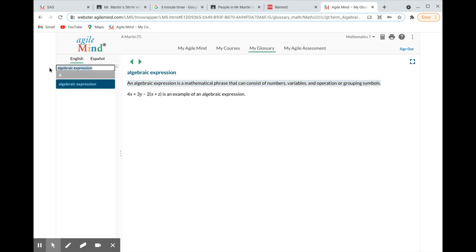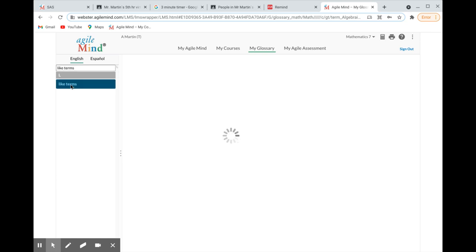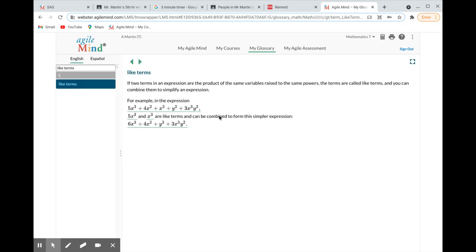Now, our next one was like terms. Brendan, I want you to read what like terms are for us. If two terms in an expression are the product of the same variables raised to the same powers, the terms are called like terms, and you can combine them to simplify an expression. All right. So I'm going to give you about 10 seconds to get that one down also.